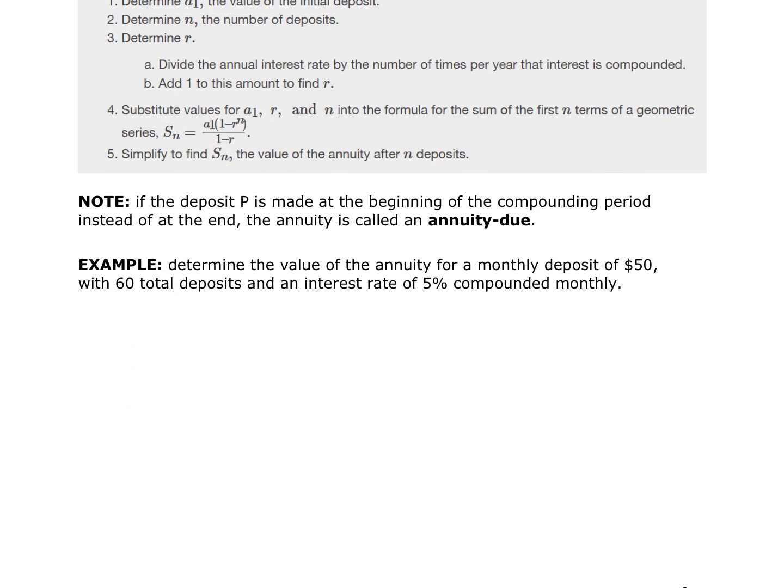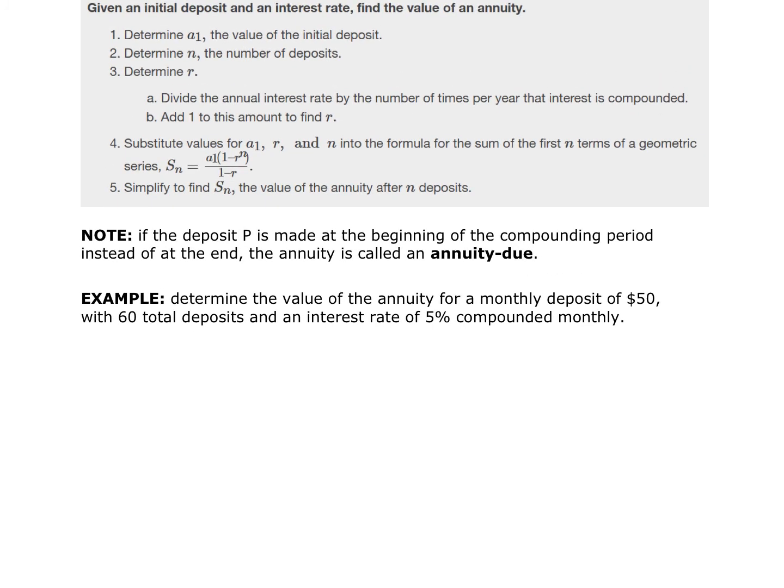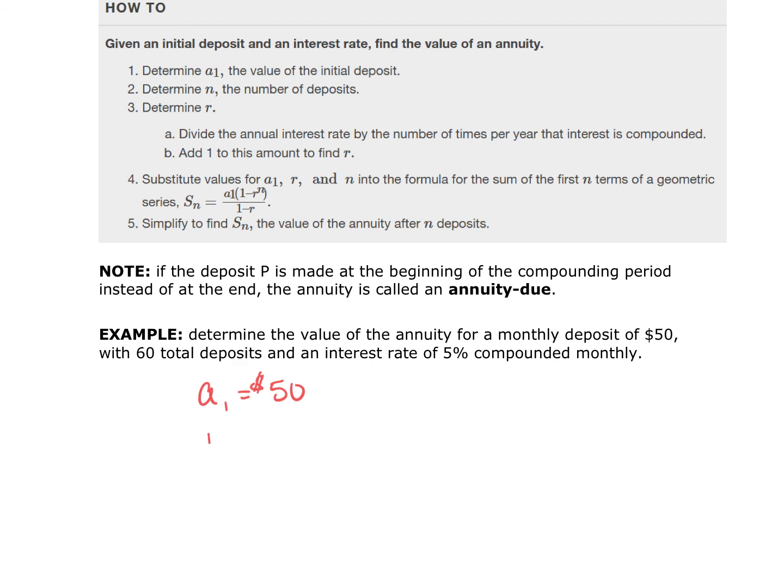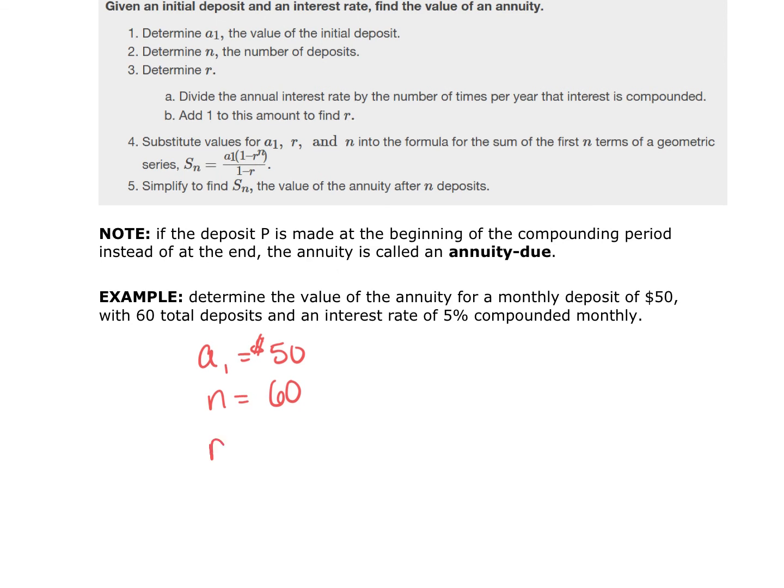So I have to figure out what my A sub 1 is. A sub 1 is my initial deposit on this example, which happens to be $50. Next thing I need to do is figure out the N. Well, this tells me I have 60 total deposits. I have to figure out R. Well, R is going to be my interest rate as a decimal, which is 0.05, and it's compounded monthly, so this is going to be 12.